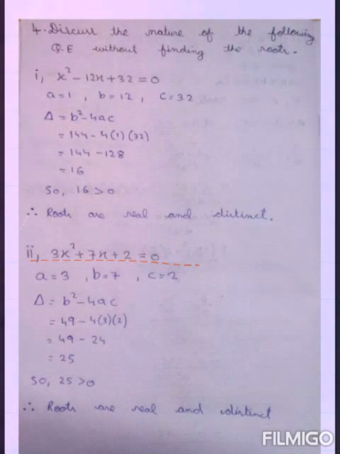Given the question 3x square plus 7x plus 2 equal to 0. From that equation we get a equal to 3, b equal to 7 and c equal to 2. So substitute those values in this formula. Then 7 square is 49 minus 4 into 3 into 2, that is 49 minus 24, since 3 twos are 6 and 4 sixes are 24. So it's 49 minus 24, which is 25. So again 25 is greater than 0. Therefore the roots are real and distinct.